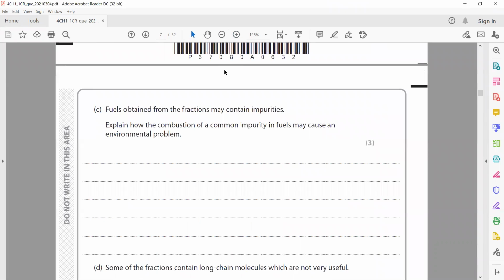Fuel obtained from fractions may contain impurities. Explain how combustion of a common impurity in fuel may cause an environmental problem. Commonly, fuel may contain sulfur. The impurity might be sulfur, and burning of sulfur forms sulfur dioxide, and sulfur dioxide can lead to the formation of acid rain.